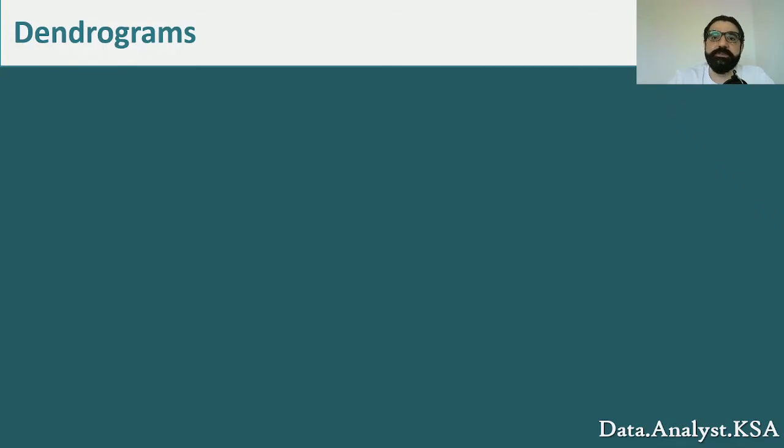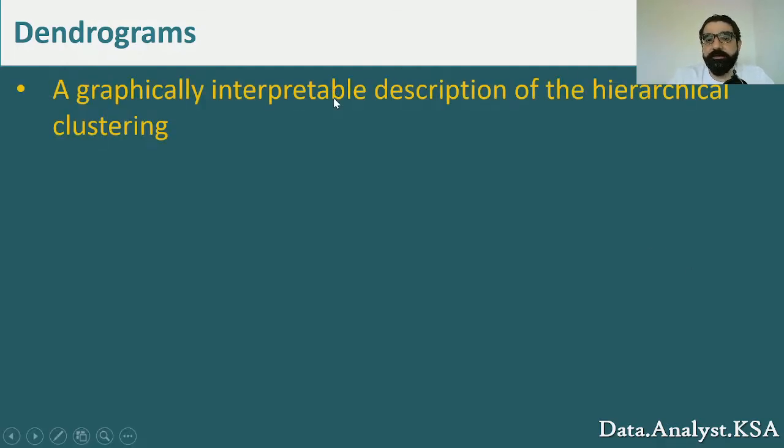Dendrograms are a very interpretable way of graphing a clustering outcome. Basically it's a graphically interpretable description of the hierarchical clustering that we have done. It has two main dimensions: the distance, which we talked about, and the linkage, because these are the two important concepts in hierarchical agglomerative clustering. We're talking about distance and linkage.